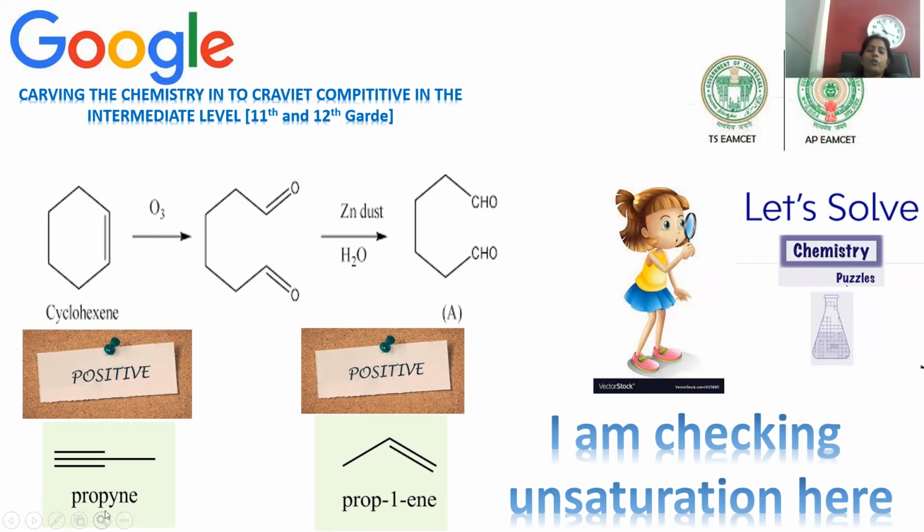So propyne will go for the ozone test and propene also goes for the ozone test, because both are unsaturated. This ozone treatment is also an identification of unsaturation, but not to distinguish propyne from propene. Both are unsaturated, so both will react and both are positive. So I can't notice which is propyne and which is propene.